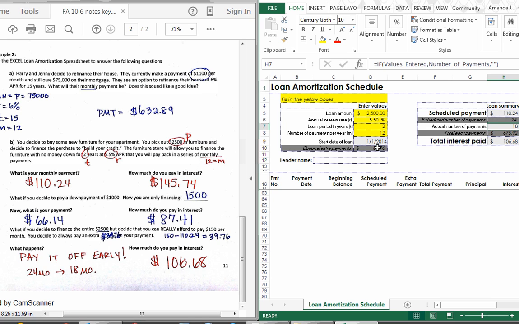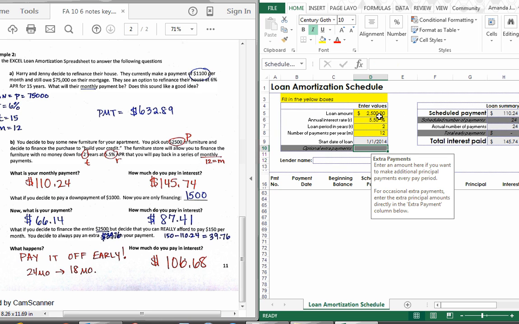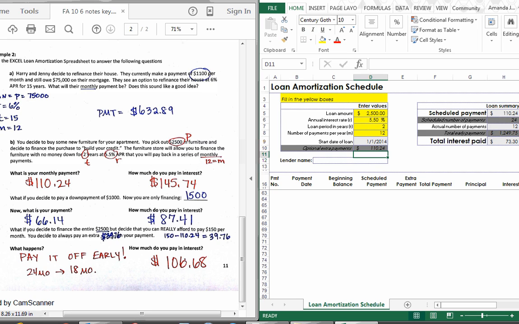Now, some people say that you should make double payments on things. So one thing you could check is like, well, if I have $2,500, what if I can afford to make double payments? So if I'm supposed to pay $110.24, what if I do that again? What if I add every month $110.24? What happens now? Well, one thing that happens is that if you double your payment, you actually end up cutting your time in half. Now we're only making 12 months worth of payments instead of 24.